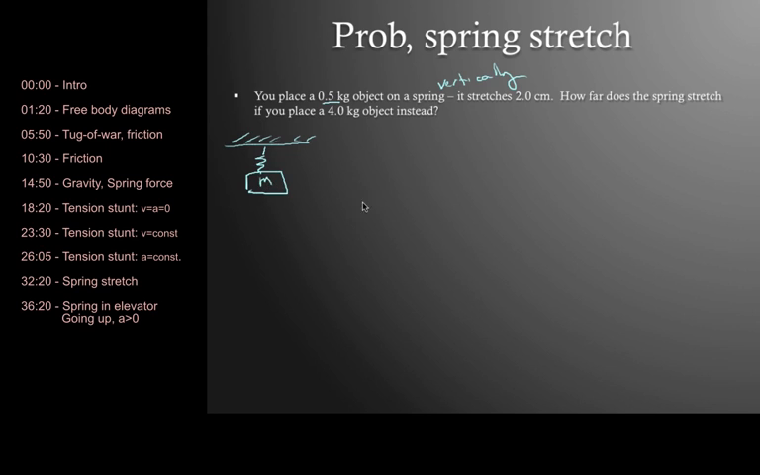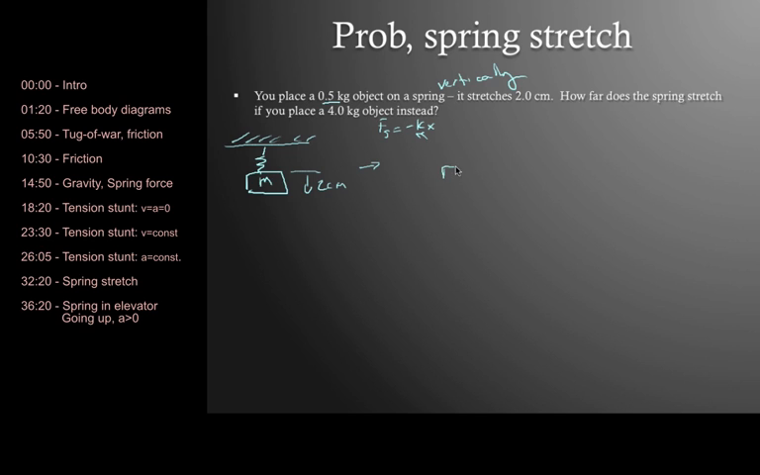So here's my mass. And I watched the spring stretch 2 centimeters when I placed it on the spring. So from this, I can figure out actually what is the spring constant. So that spring constant is, when I look at Hooke's law, that's the minus kx. So the spring constant is this k.